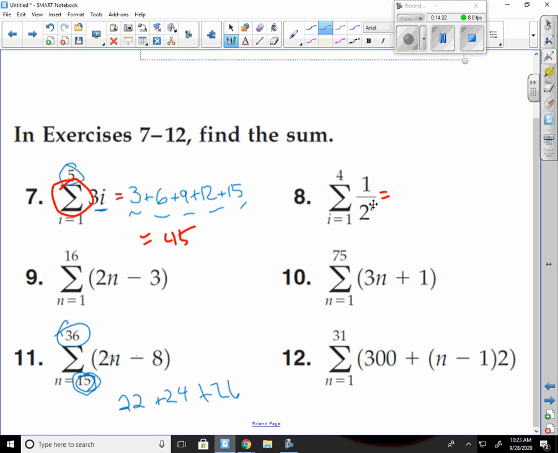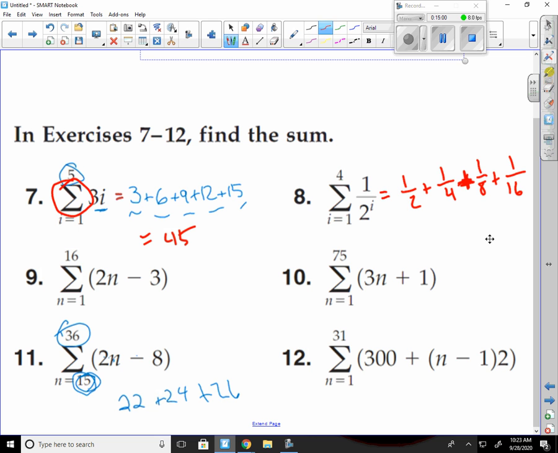1 over 2 to the i. First I put in a 1. That's 1/2. Put in a 2. That's 1 over 2 squared, which is 4. So that's 1 over 4. Put in a 3. 1 over 2 to the third is 1/8. And put in a 4. 1 over 2 to the fourth is 1/16. Add those together. 3, 4, 6, 8, 7 eighths.